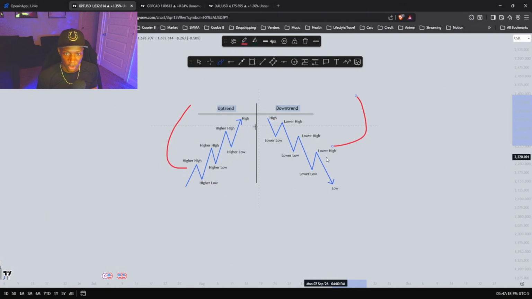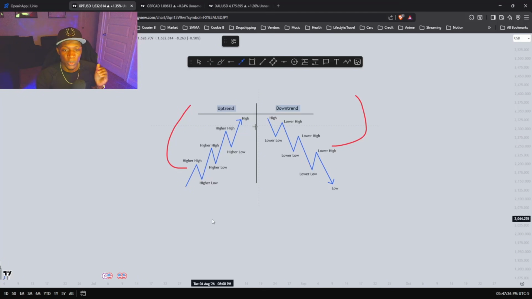You still have to wait for structure. You still have to wait for ICC. Okay? But repeat after me one more time. When price is on an uptrend, it will never, repeat, it will never break its higher highs and higher lows unless it is forming to become a downtrend in a reversal.